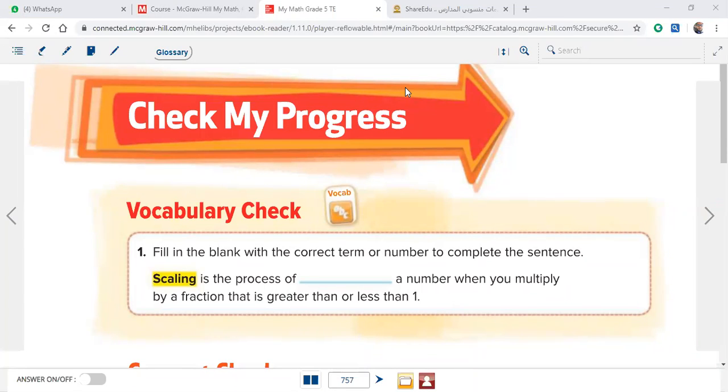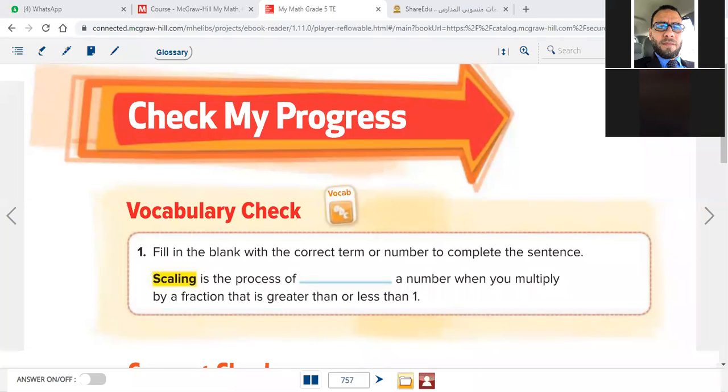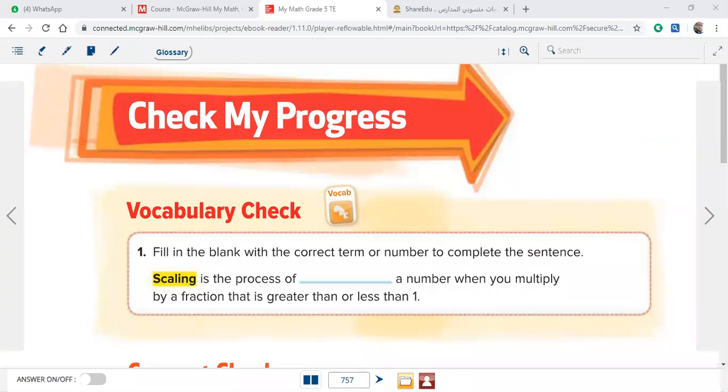Okay, today, page number 757. Okay, page number 757. Okay, check my progress. Page number 757.